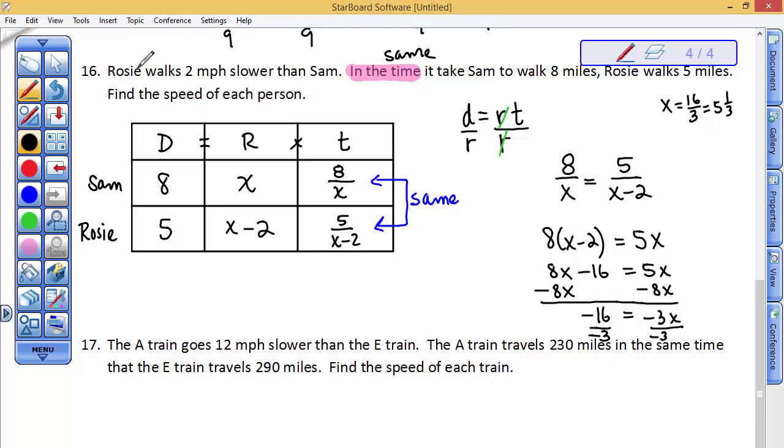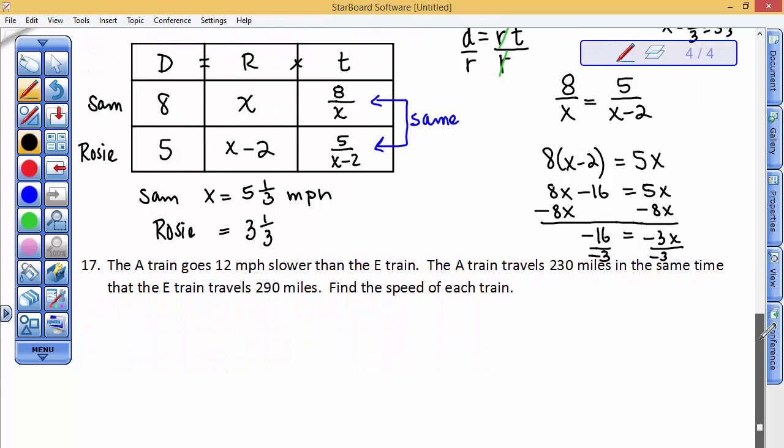Now, see how Rosie walks 2 miles per hour slower? If x is 5 1/3, that must be the miles per hour that Sam can walk at. So I'm going to put here Sam. Rosie is 2 miles per hour slower, so I'm going to take away 2 from that, and Rosie is going to walk at a rate of 3 1/3 miles. Now, to check this, since it's the same time, we could take 8 divided by 5 1/3 and the 5 divided by 3 1/3 and see if the time turns out to be the same.